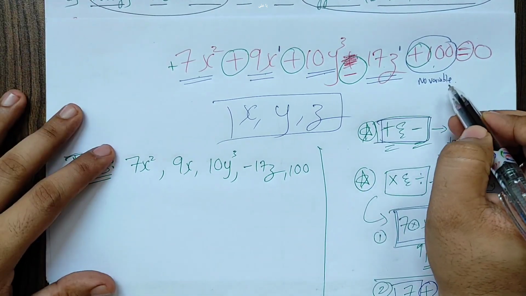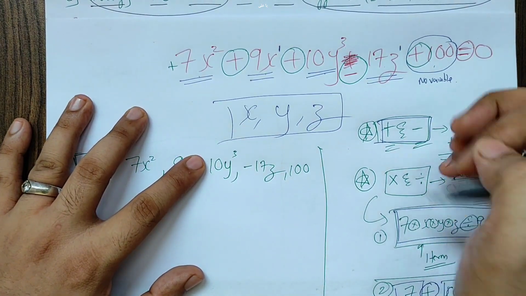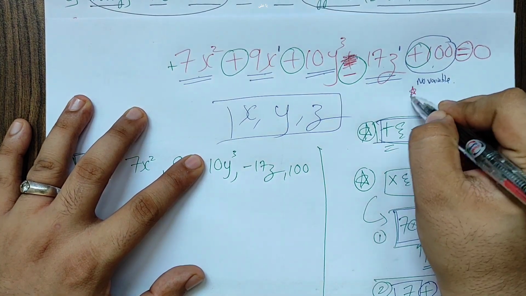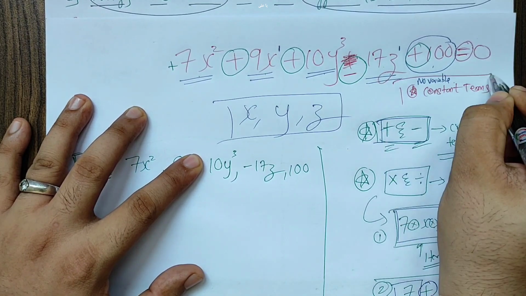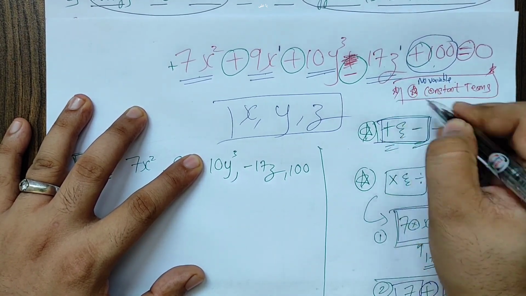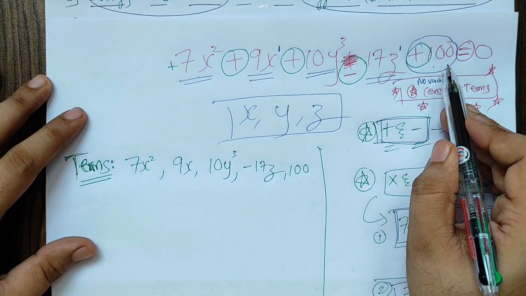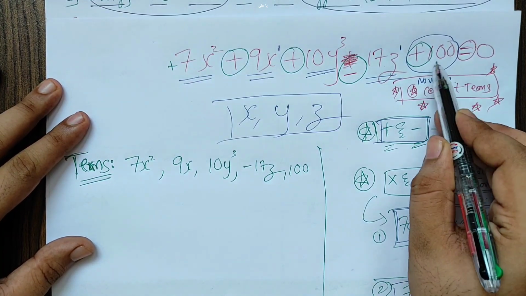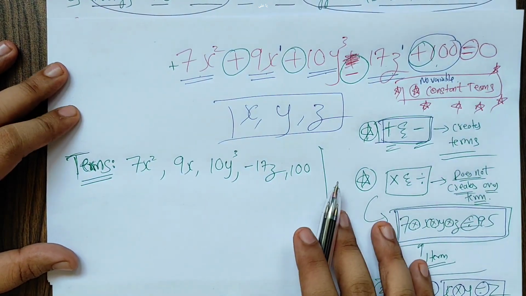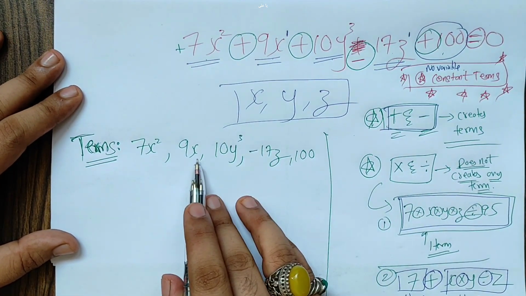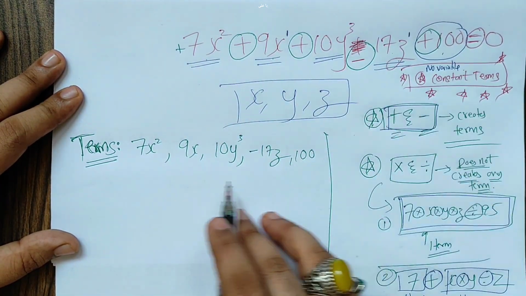Now along with this 100 there was no variable. So whenever with any of the terms we don't have a variable, we call that term a constant term. I'll mark 5 stars over here on this note, please. Whenever with any of the terms we don't have any variable, here we had no variable along with this 100, so we call that term a constant term. Okay, so 7x square, comma, 9x, comma, 10y cube, comma, minus 17z, comma, 100 are the terms.